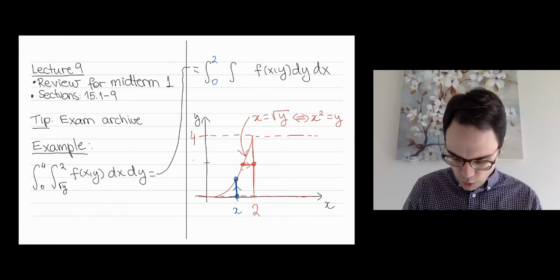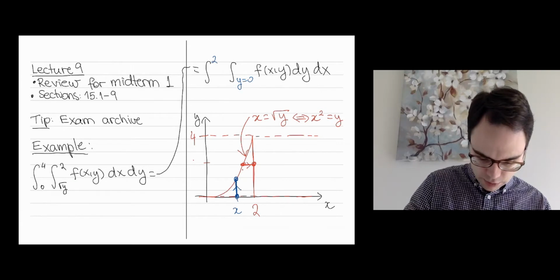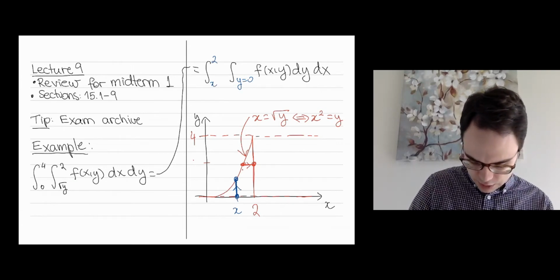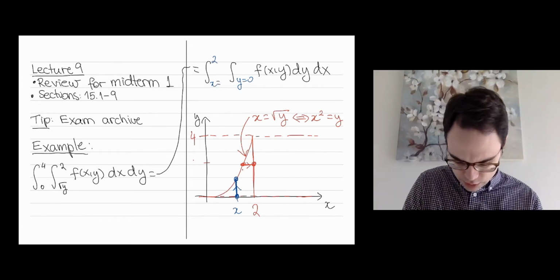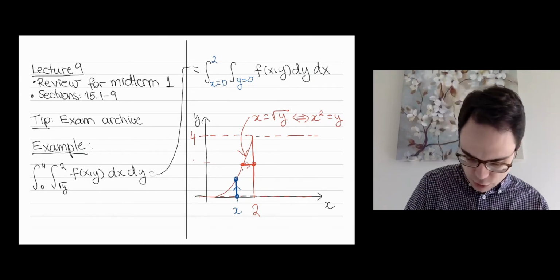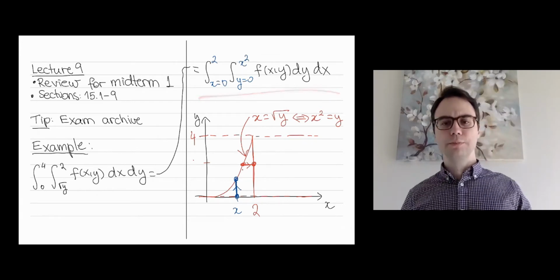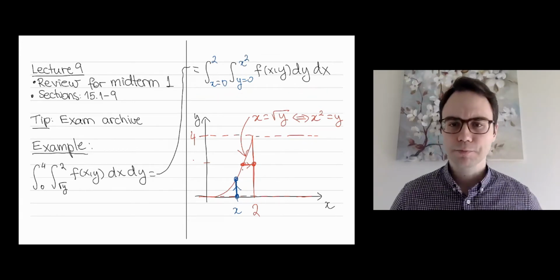So y starts at 0. Let me put the name of the variable so we don't get confused. So x starts at 0, stops at 2. y starts at 0 and stops at x squared. So there you go. This solves the problem in this case.